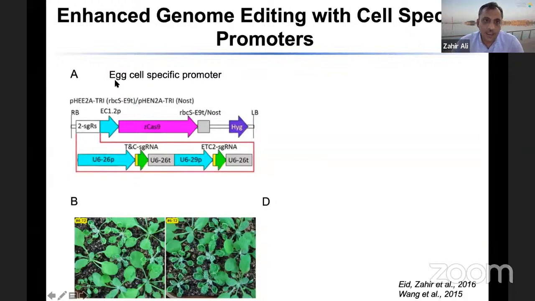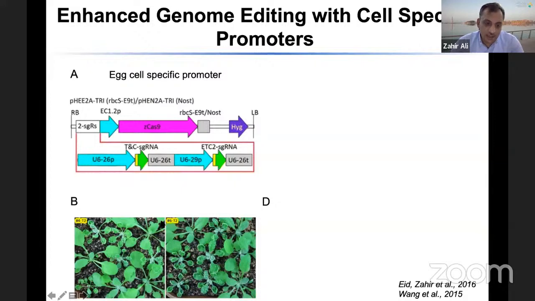So then they select the egg cell specific promoter to express the Cas9, and a specific terminator, that is the Rubisco terminator from the pea. Together, the Cas9 was plant codon optimized, and this system worked efficiently in Arabidopsis. They used two different U6 promoters, the U6-26 promoter and the U6-29 promoter, to express the guide sequences for two different genes, the TCP and ETC2. So this system confirmed that yes, it can work in Arabidopsis if you change the promoter and terminator.